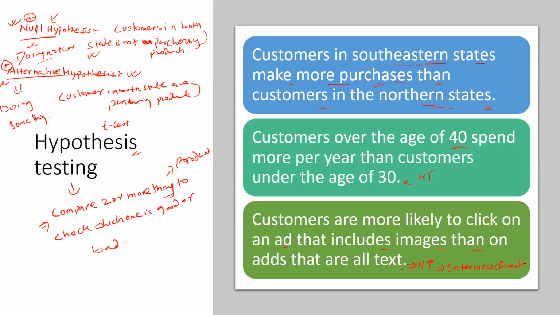In an interview question, they will give you a certain condition and tell you to write your null hypothesis and alternative hypothesis. So here my null hypothesis will be that customers are not interested in clicking the images or text. My alternative hypothesis will be that customers are interested in clicking images as well as text.